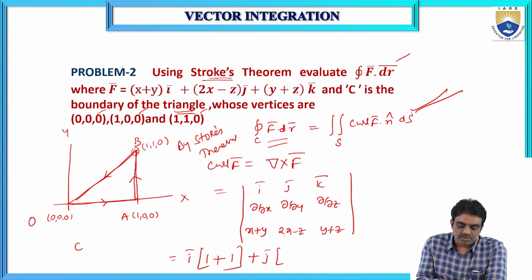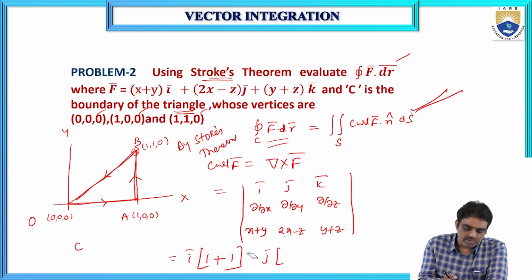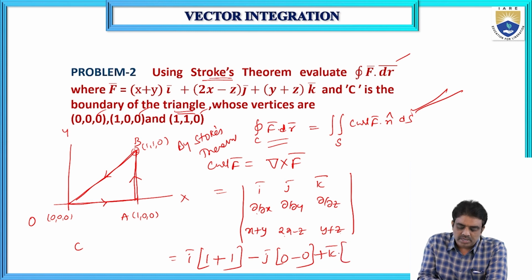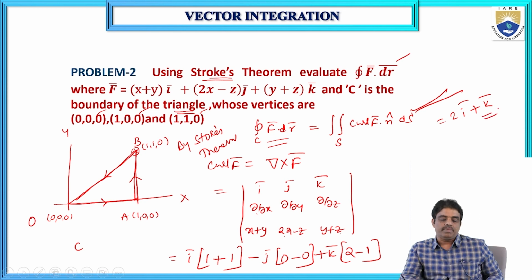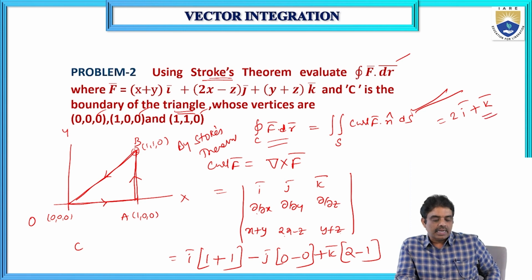plus, minus j bar into, what will we get? Minus j bar into dou by dou x of this one, 0, and dou by dou z of this one, also 0, plus k bar into dou by dou x of this one, 2, minus 1. So what you have obtained is equal to 2 i bar plus k bar. 2 i bar plus k bar is the curl f bar.